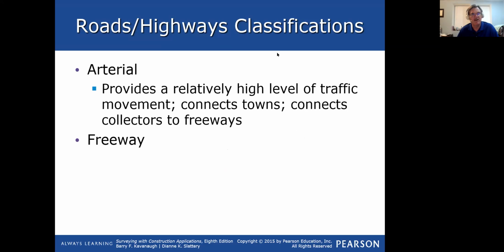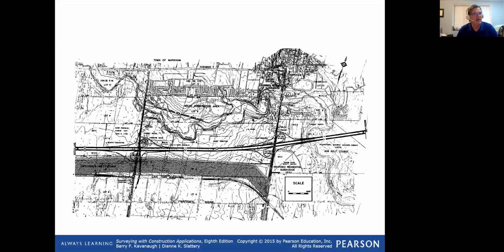They have a very high capacity of traffic. They connect towns just like it says. And they also take you to the freeway, or in our case here in Maryland and Virginia, the Beltway. So these are the types of classifications for roads. And it's good to know them. It's good to understand them.